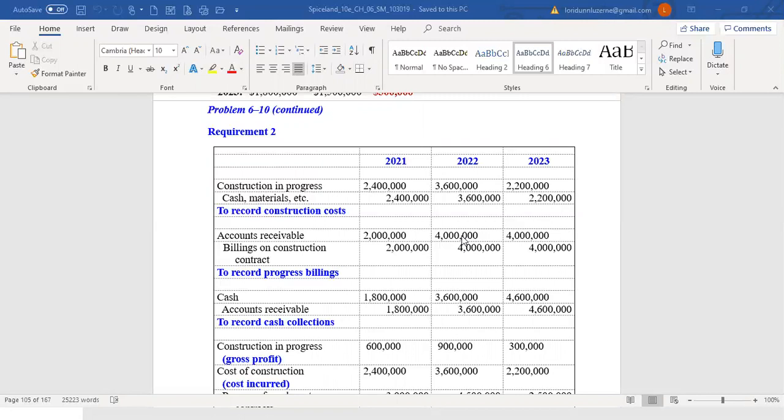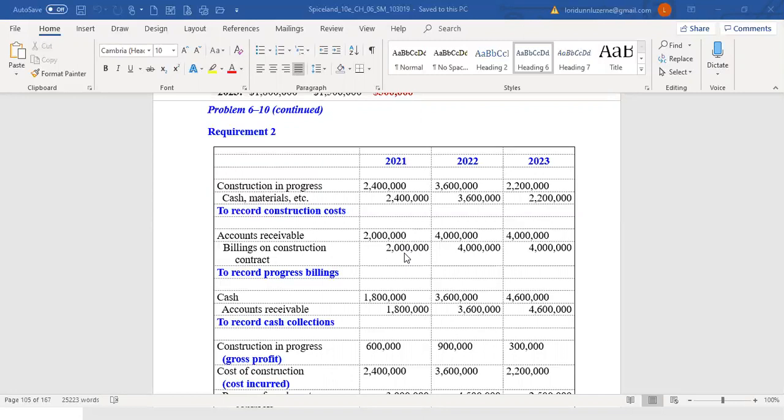So they sent the county a bill for $2 million in 2021. So they debit accounts receivable, and they credit an account called billings on construction contract, which is like a inventory account. That's how we'll call it.